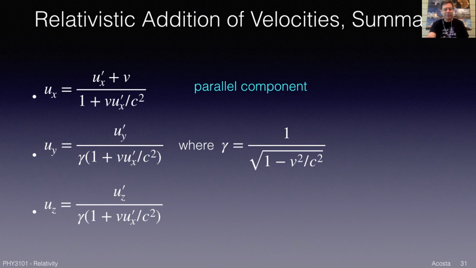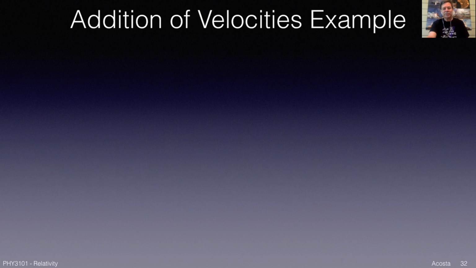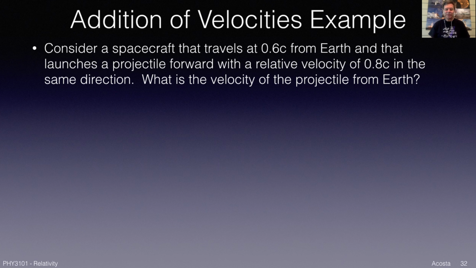And now let's do an example. Just to say, these were for the perpendicular components. Let's consider a spacecraft, a great one, right? It's going to go at 60% the speed of light from Earth, and it launches a projectile forward with a relative velocity of 0.8 times the speed of light. So we're getting into some sci-fi example, right? We've got a very fast-moving spacecraft that launches another projectile forward at 0.8 c. What is the velocity of the projectile as viewed from Earth?